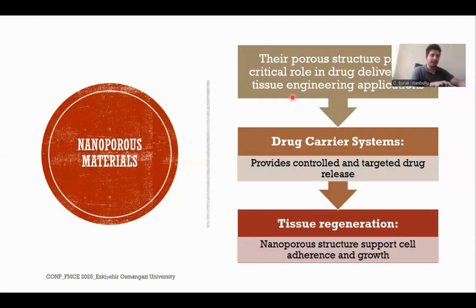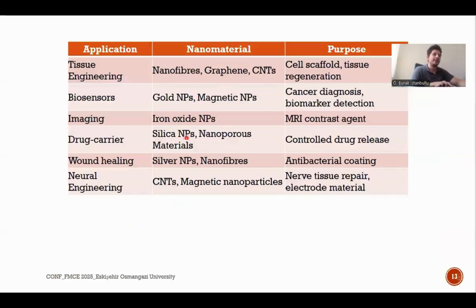In drug delivery and tissue engineering, the porous structure of nanomaterials is crucial for these biomedical applications. For instance, in drug carrier systems, these nanoporous structures enable controlled and targeted drug release, improving treatment effectiveness and reducing side effects. The nanoporous architecture supports cell adhesion and growth, promoting tissue repair and regeneration. The applications of specific nanomaterials and their main purposes are summarized in this table.